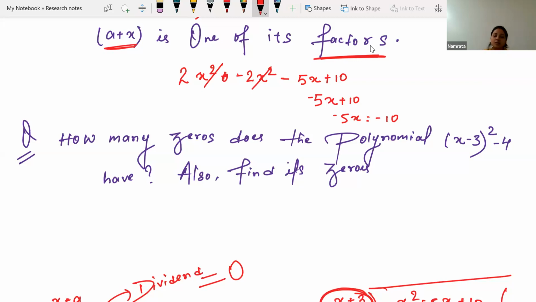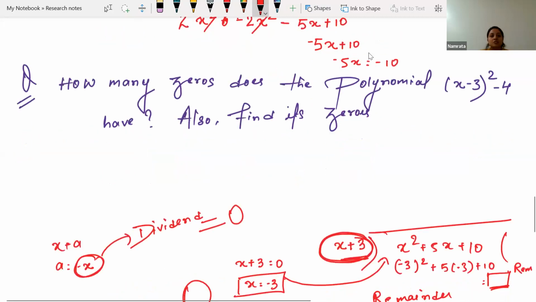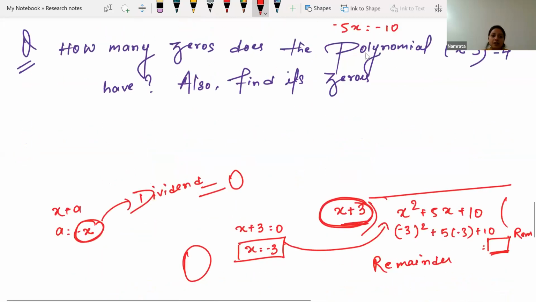Okay, next one. How many zeros does this polynomial have? Also find its zeros.